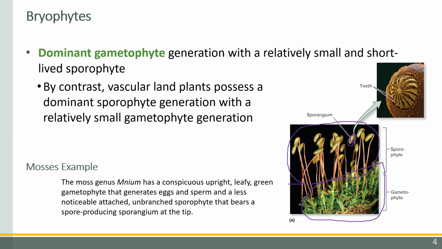So our bryophytes are going to have a gametophyte dominant generation. They are low to the ground, damp, etc. And then the sporangium is going to grow out. They're just long enough to release their spores, and then they shrivel up and die.